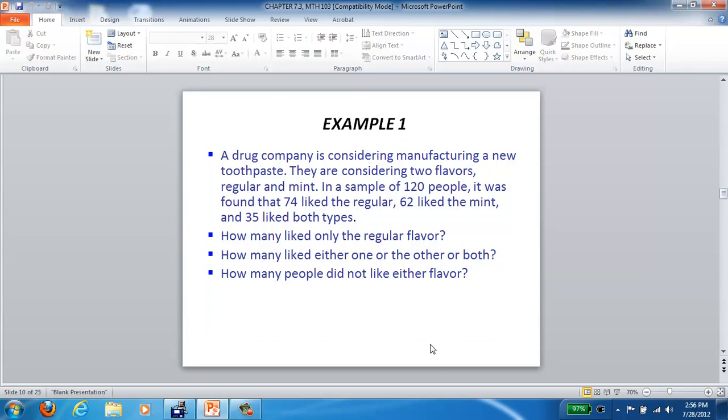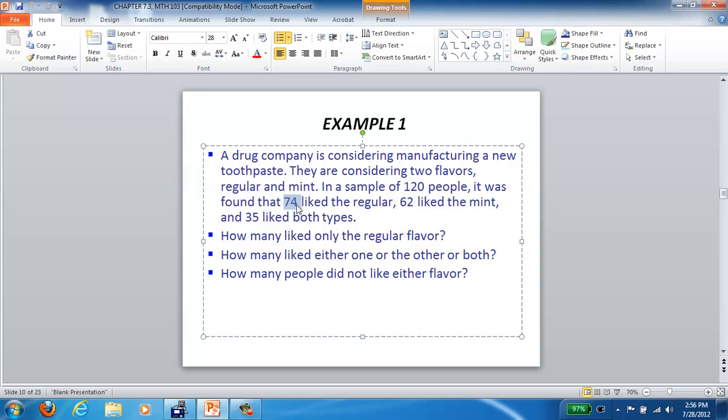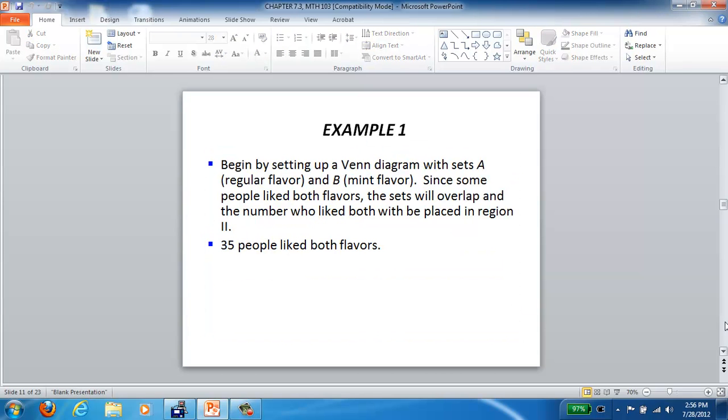Then to find how many people like only regular, you subtract 74 minus 35, and this is 39. To see how many people like only mint, you do 62 minus 35, which is 27. Don't forget, 74 like regular. From this 74, 35 also like mint. That means they like both of them. So let's see the steps.